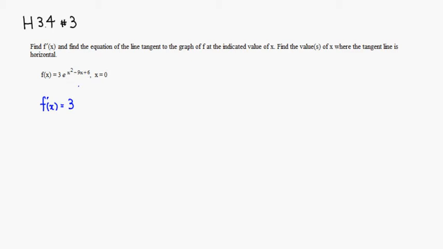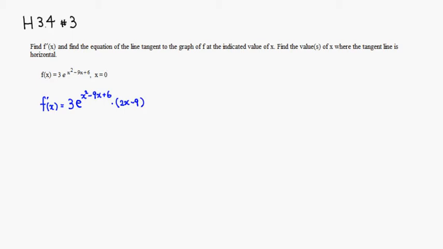The derivative of e to the x is just e to the x, so we're going to have e to the, keep the inside function as it is, which is x squared minus 9x plus 6. But we need to multiply by the derivative of the inside, that's the chain rule. The derivative of x squared is 2x, the derivative of negative 9x is negative 9, and the derivative of 6 is 0, so we just get that.